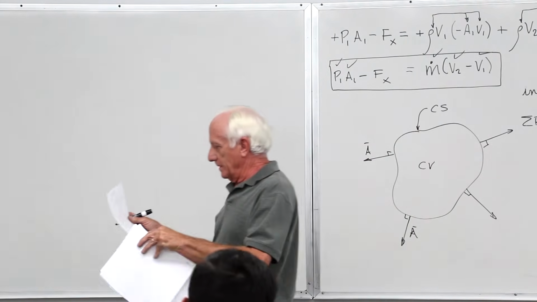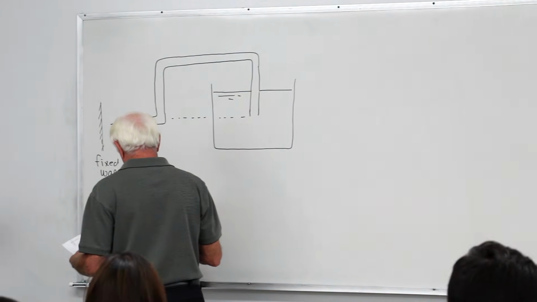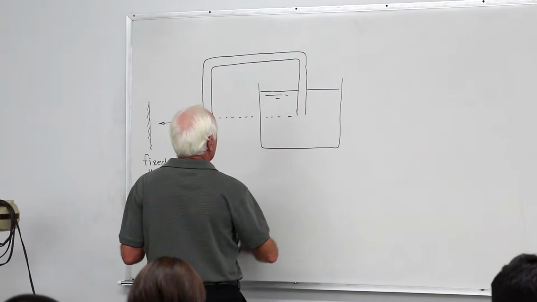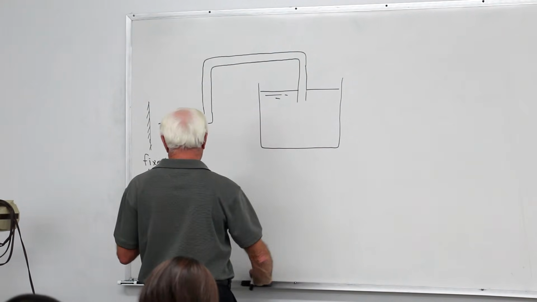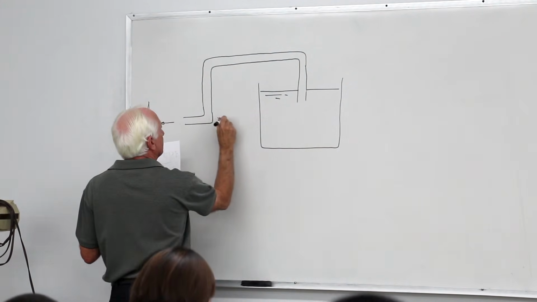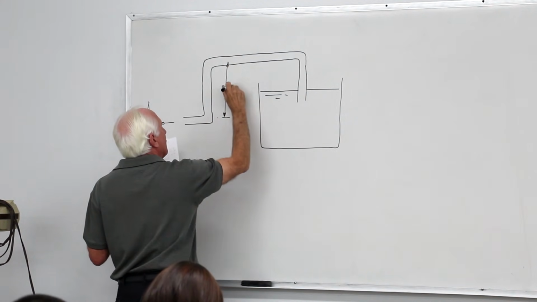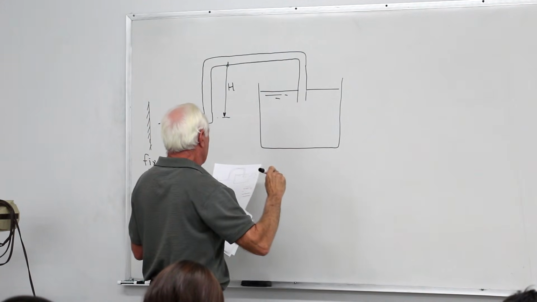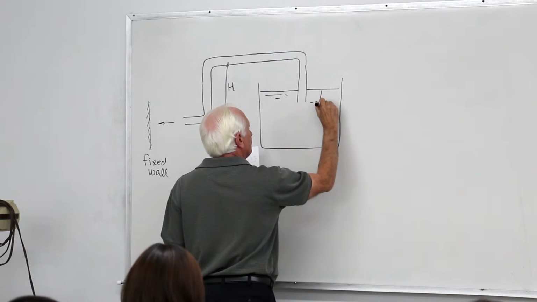I'm going to put some dimensions on here just in symbolic terms. Excuse me, sorry about that. This distance is capital H. This distance is little h.